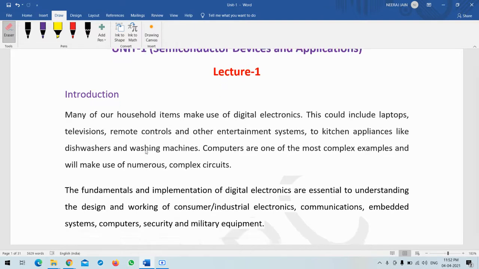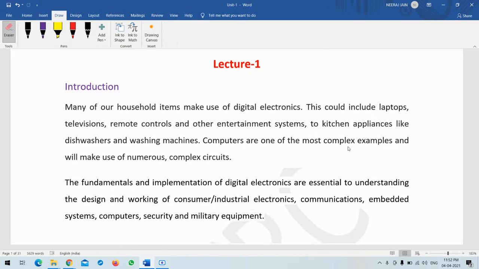We know that in today's scenario, different types of electronics items like the TV, mobile, and all types of washing machines use electronic circuits, and they are based on digital electronics. Even in the automobile field, all the designs of new cars and vehicles use digital electronics. Because of the complexity of electronic or digital circuits, it is important for every engineer from all streams to know about it. That is the reason this digital electronics subject is started in your branch also.